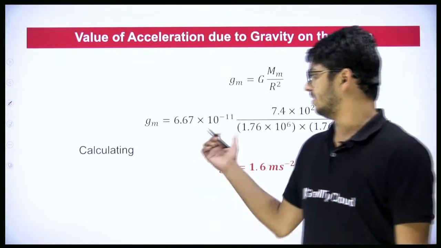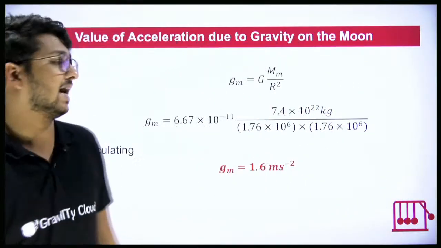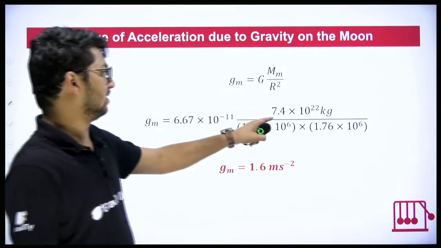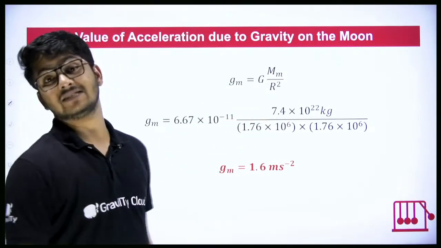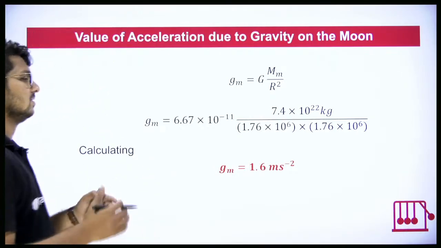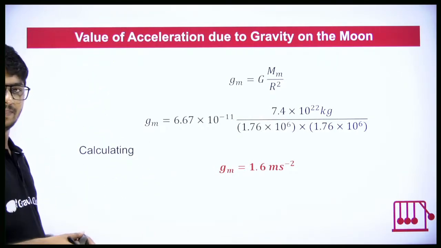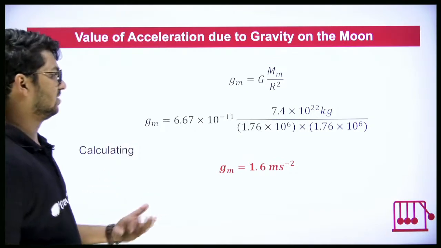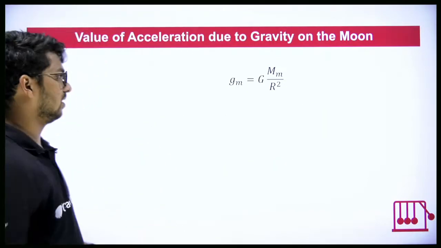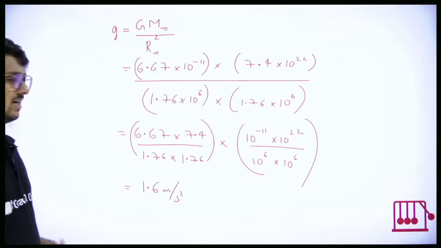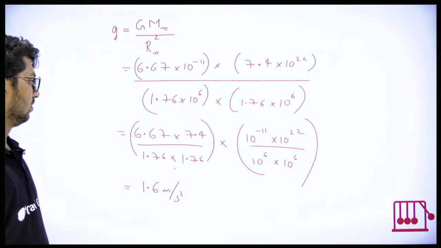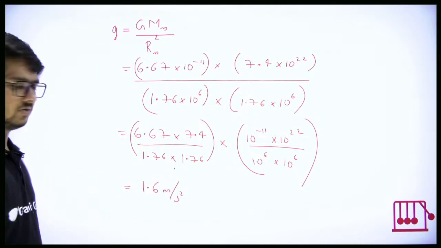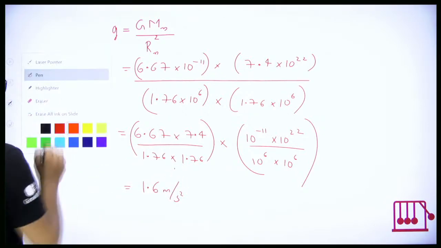The steps are shown here, the same steps that I have done: the formula, substitute and solve. You'll get 1.6 meter per second square. Clear? I'll leave the solving part to you, so please solve it. It will be a bit lengthy but easy, because it is multiplication and then division. Easily doable, so do it. Good.